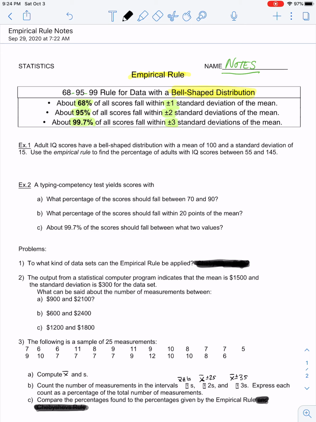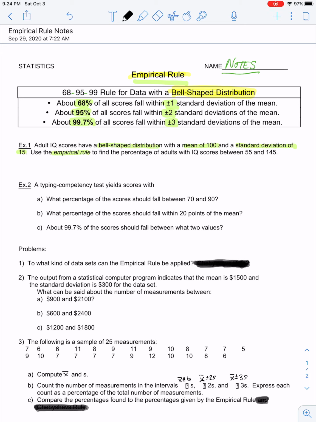All right, some examples for you. Adult IQ scores have a bell-shaped distribution. There it is. Bell-shaped distribution means the empirical rule applies. In this case, we have a mean of 100 and a standard deviation of 15. Use the empirical rule to find the percentage of adults with IQ scores between 55 and 145.